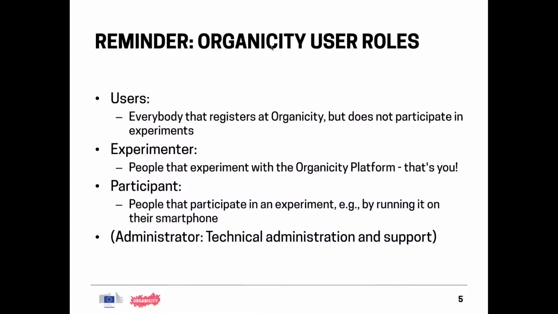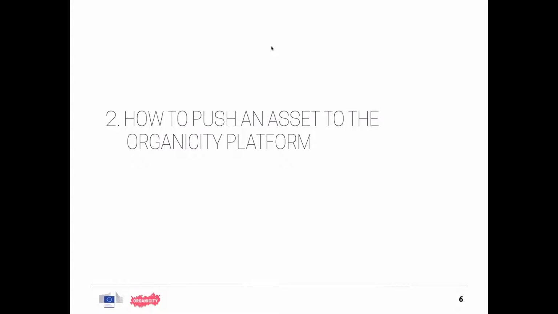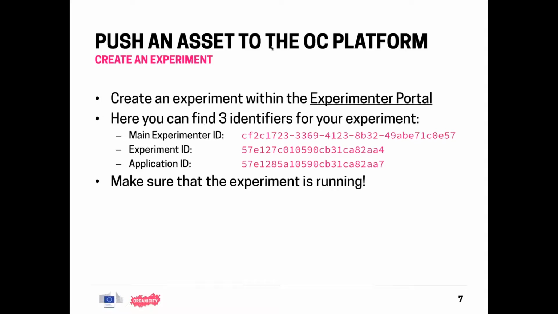Next step, how to push an asset to the Organicity platform. To push an asset to the Organicity platform, first of all, you need to log into the experimenter portal, as it was shown to you by Luis in the morning, and after you created your experiment, you will find some identifiers for your experiment. For example, you get an experimenter ID, you get an experiment ID, and you get an application ID. These identifiers are needed in the next step.